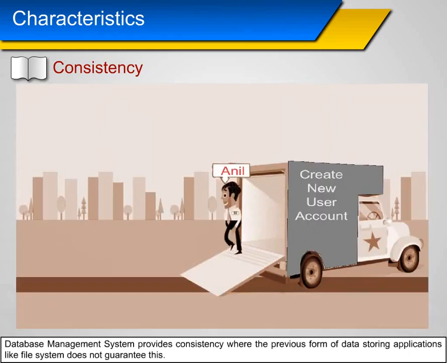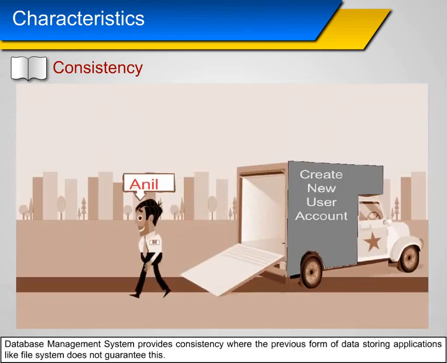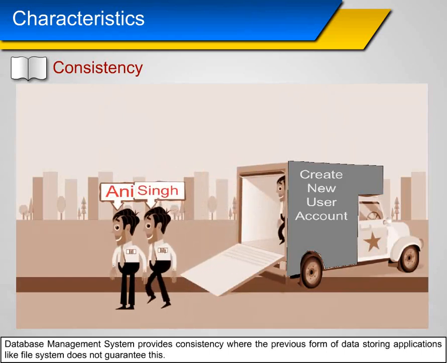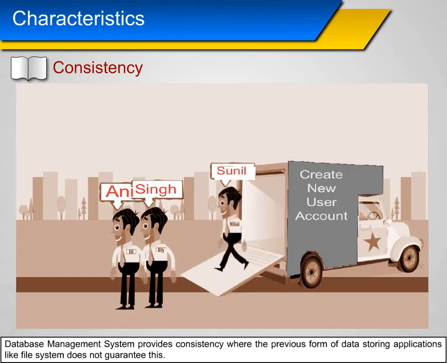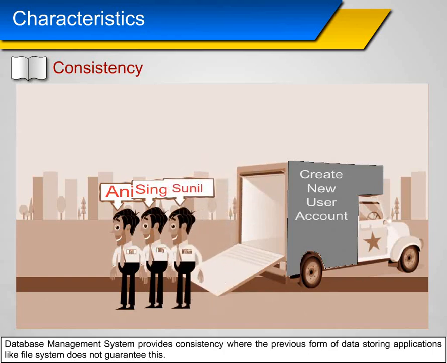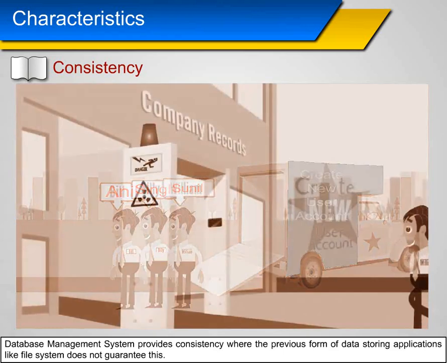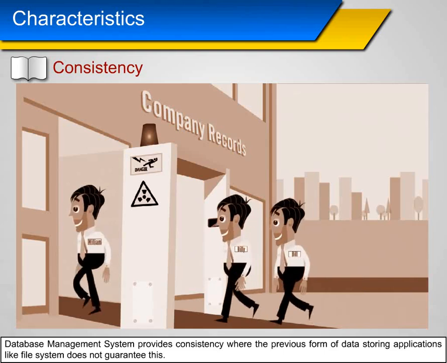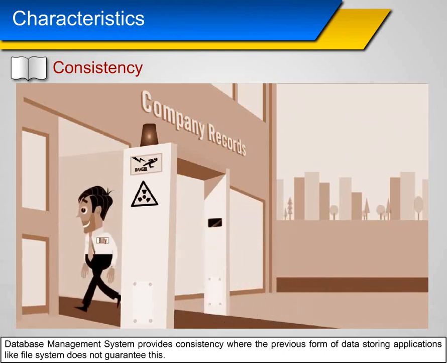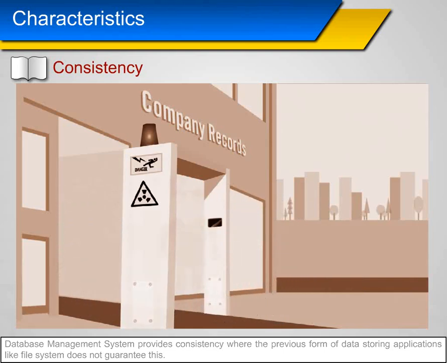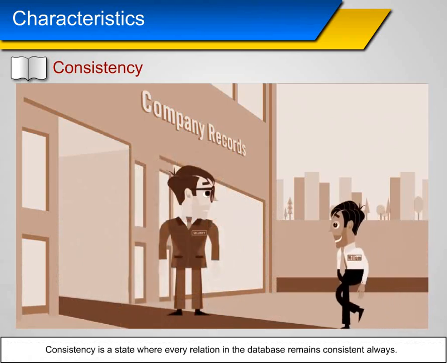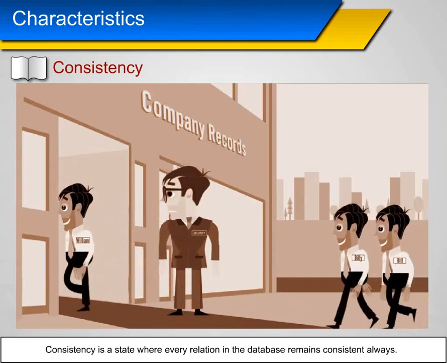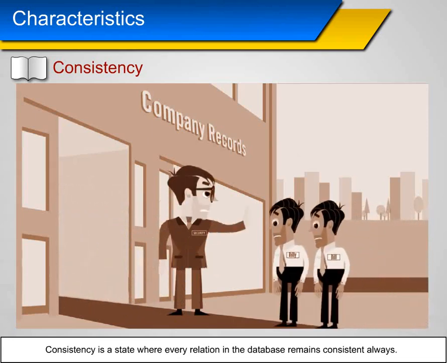Consistency. Database management system provides consistency, whereas the previous form of data storing applications like the file system does not guarantee this. Consistency is a state where every relation in the database remains consistent always.